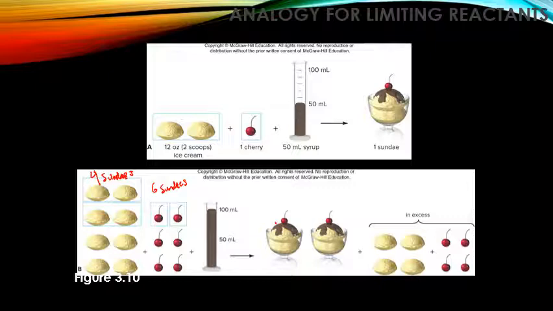When I look finally at my amount of chocolate syrup, I only have 100 milliliters. Since 50 milliliters is required to make 1 sundae, and I have 100, I could only make 2 sundaes using all of the syrup. So in this case, my chocolate syrup would be my limiting reactant, because once I run out of the chocolate syrup, I can't make any more sundaes. And then I would have 4 scoops of the ice cream and 4 cherries left over.